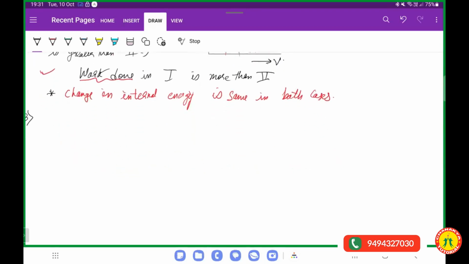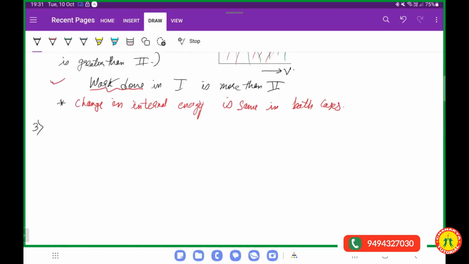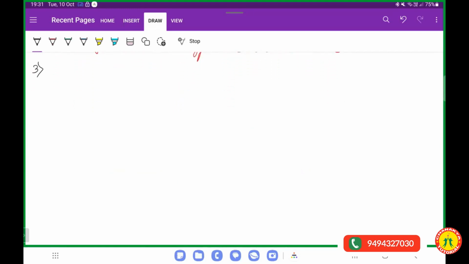Then third one, there are some more 10 graphs we'll draw, but I don't know if we can finish today or not. So if you understand these 10 graphs, that's it. Over this chapter, any graph they ask in exam, you can solve it. So let's draw this too.